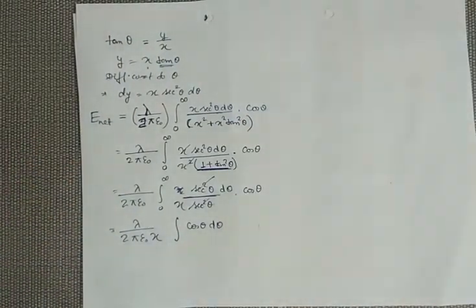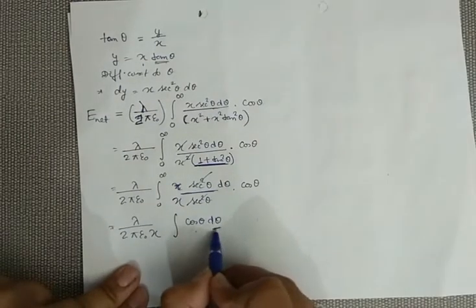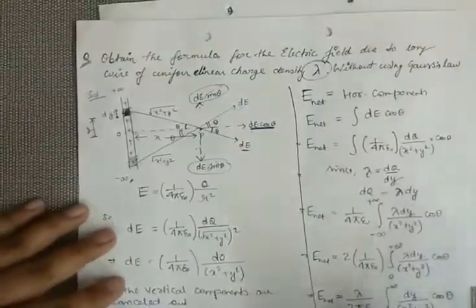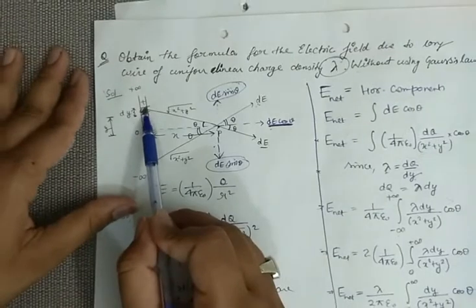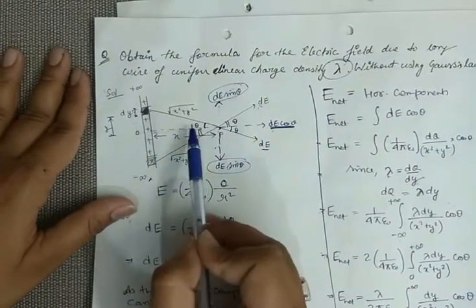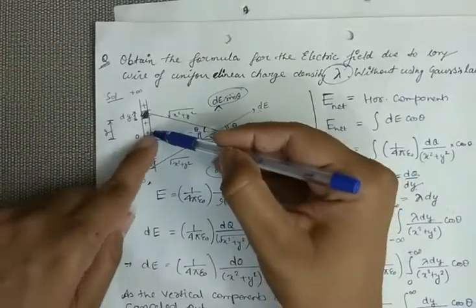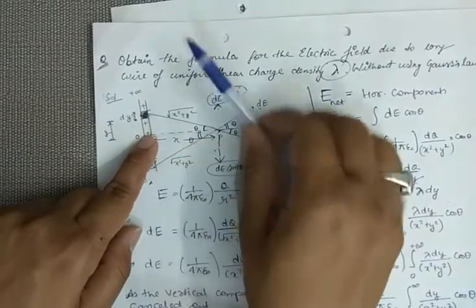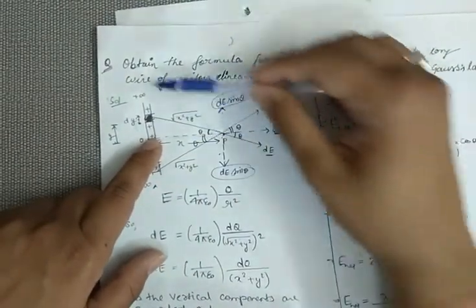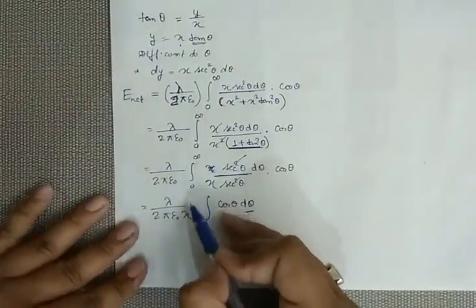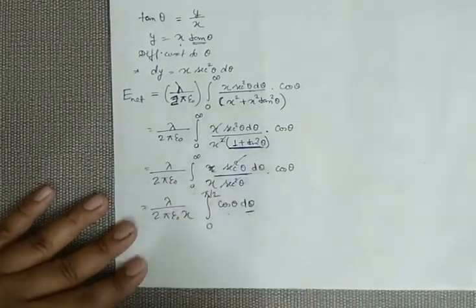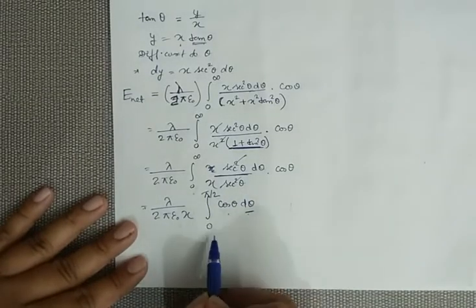Now look here, this time our integration is with respect to theta, so you have to change the limit. Look at it carefully, how can we change? If this length is reduced to 0, your theta will also become 0, and if I make this length infinity, your theta will also increase, and it will become 90 degrees. So if the length is 0, theta is 0. If the length is infinity, your angle is pi by 2. So we have to change the limit because integration is with respect to theta now.